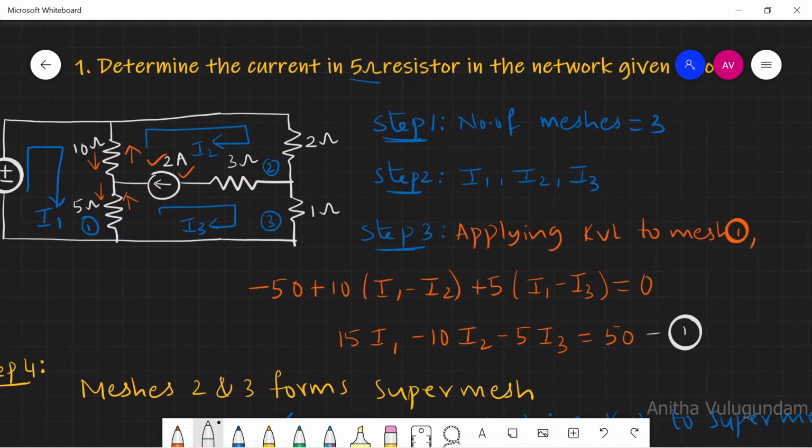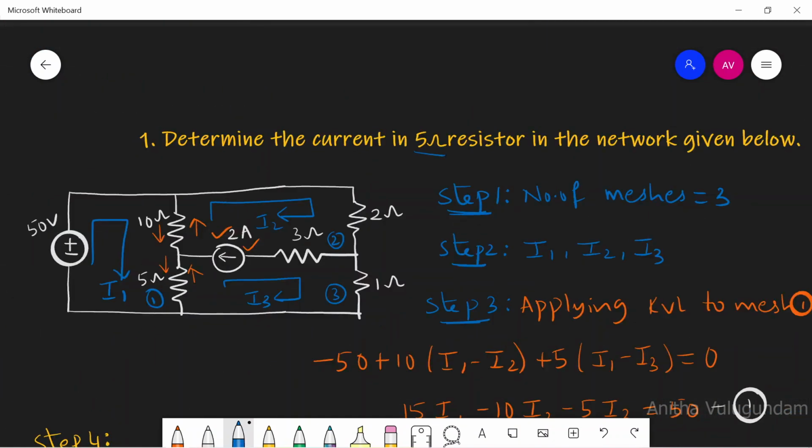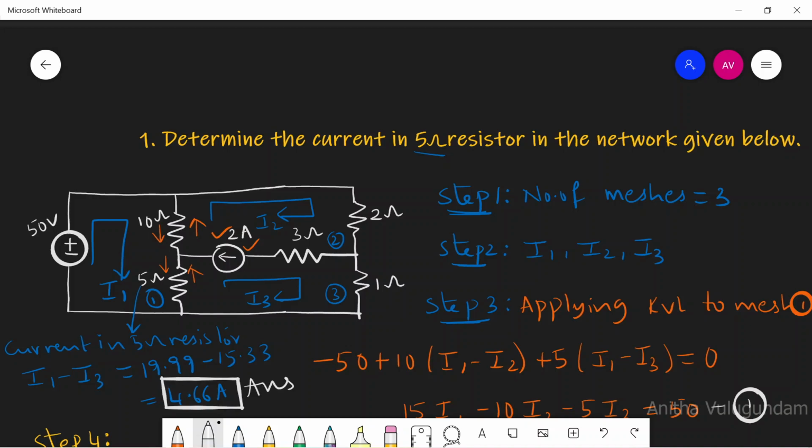What is the question? We are supposed to find the current in the 5 ohm resistor in the given network. Current in the 5 ohm resistor is given by I1 minus I3, that equals 19.99 minus 15.33, which is equal to 4.66 amperes. This is the answer, because in the 5 ohm resistor two currents, I1 and I3, are flowing in reverse direction. You should take the difference, I1 minus I3, that equals 4.66 amperes.